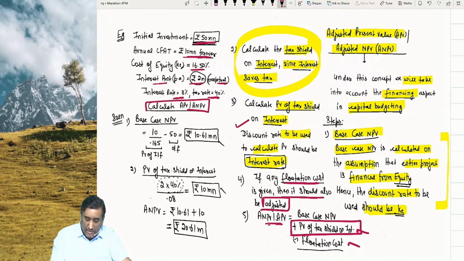Calculate the APV. Now, sir, how much is the debt amount? Debt amount is irrelevant for me. Initial investment could have been debt-equity plus both, but this is irrelevant because my initial outflow would be 50 million only. Annual CFAT 10 million. Since there is no growth, 10 million divided by 16.5 minus 50 million outflow. That means my base case NPV comes to what?